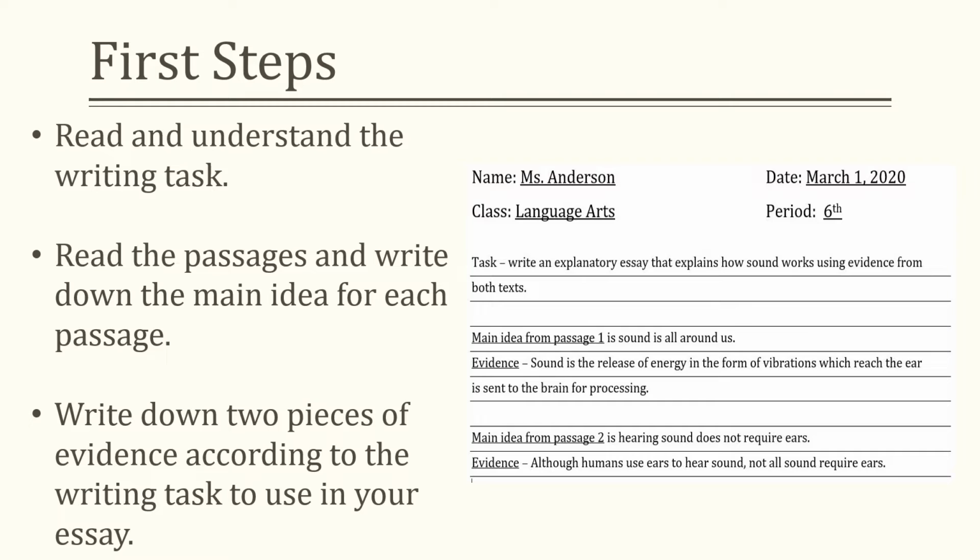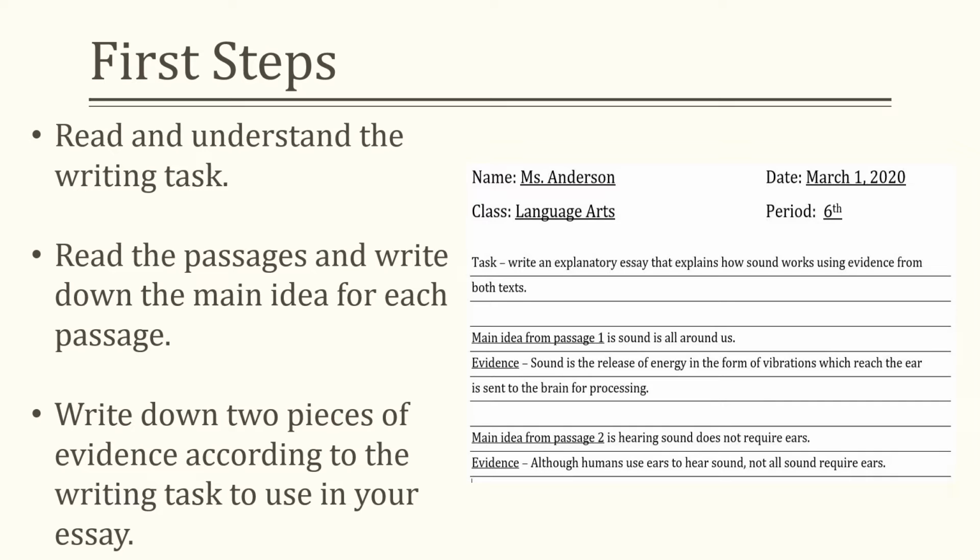The passage number 1 title was Sound is All Around Us, and that's completely what the passage was talking about. And then passage number 2, the title was Hearing Does Not Require Ears, and that's exactly what the passage was talking about. So I simply wrote down the titles of the 2 passages. And then I took my evidence, or my points that I am going to make, from both passages and I wrote those down as well.